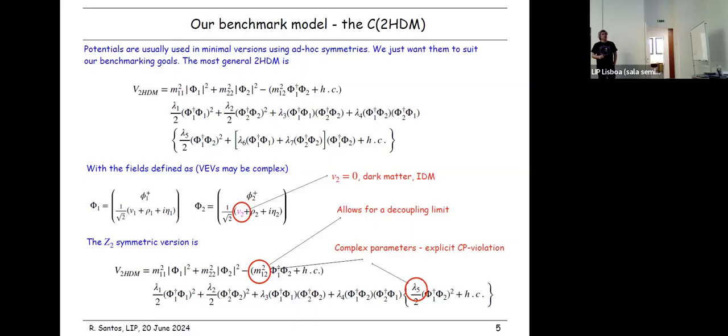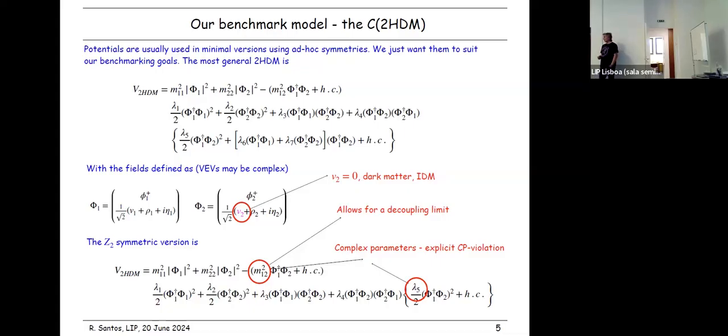But we're going to put the v2 there because, unfortunately, this model cannot have, at the same time, dark matter and CP violation. Then you have to extend it a bit more. And so we're going to focus on CP violation. How do you do CP violation here? In a very simple way, you take m12 squared and make the phase complex, and this is enough to have explicit CP violation.